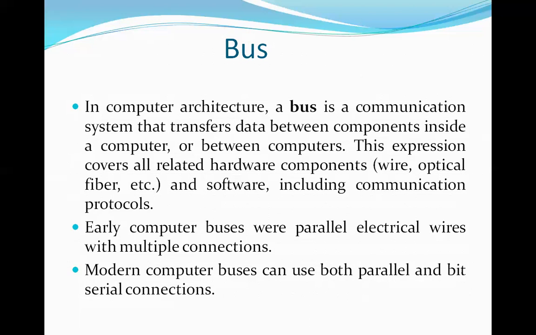Next is bus. In computer architecture, a bus is a communication system that transfers data between components inside a computer or between computers. This expression covers all related hardware components, wire, optical fiber, and software, including communication protocols. Early computer buses were parallel electrical wires with multiple connections. Modern computer buses can use both parallel and bit serial connections.